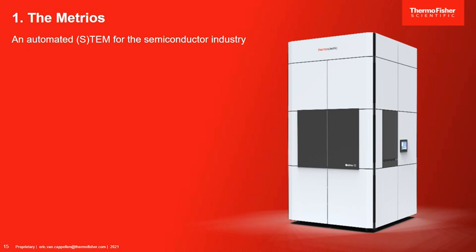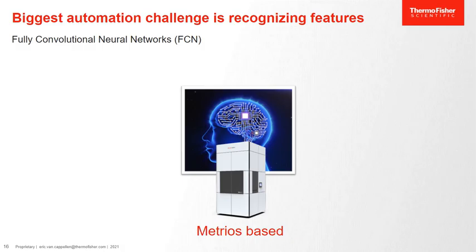Here, what I'm doing is highlighting the artificial intelligence components in the Metrios. In general, the biggest automation challenge is to recognize features. It's based on fully convolutional neural networks, or FCNs, and that is, in this case, Metrios based. The first thing you have to do is train the neural networks. Let's look at an actual exercise here, finding gate-all-around or GAA logic transistors in an SRAM cell.